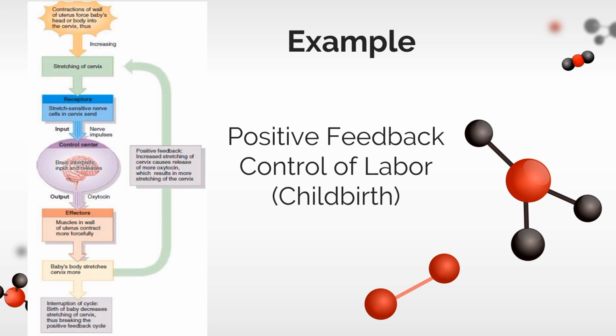Here, stretch-sensitive nerve cells are receptors which monitor the amount of stretching of the cervix, that is controlled condition. These stretch-sensitive receptors send the signals to the brain. As a result, brain releases more oxytocin, which increases the contractions of uterus, and this cycle goes on until the baby is born.